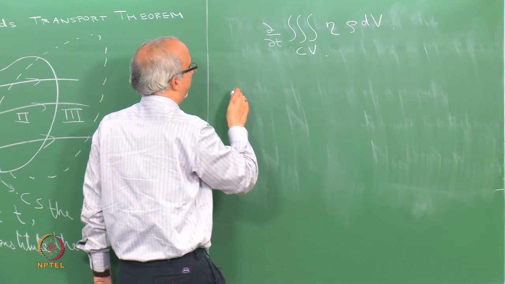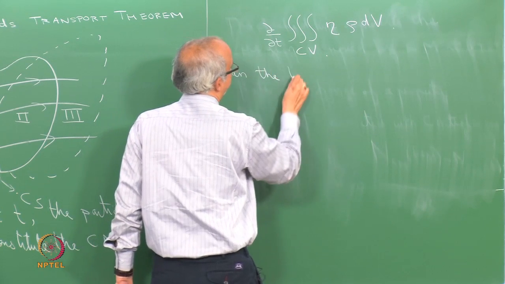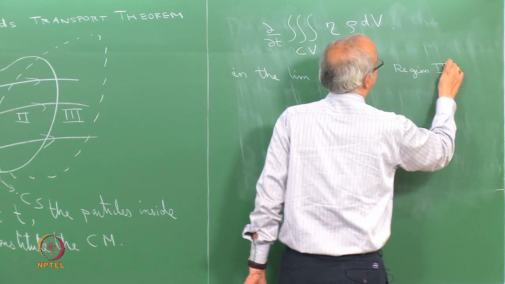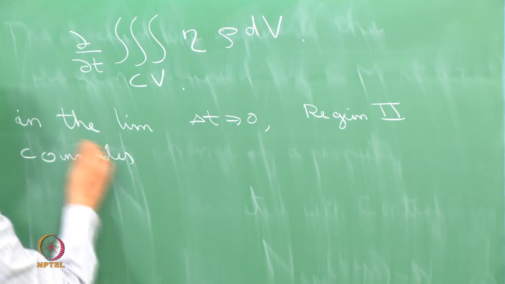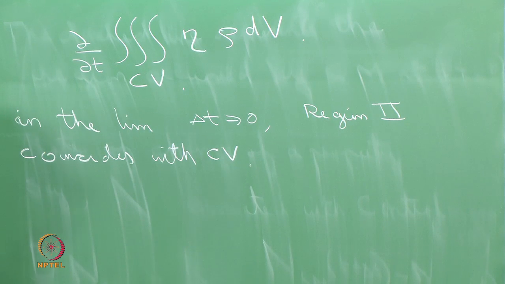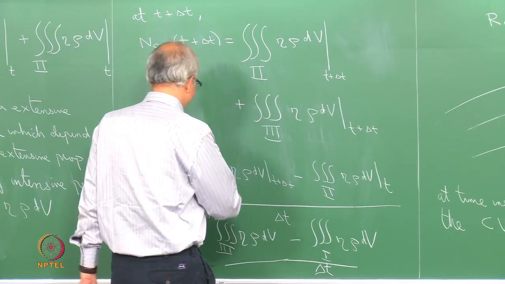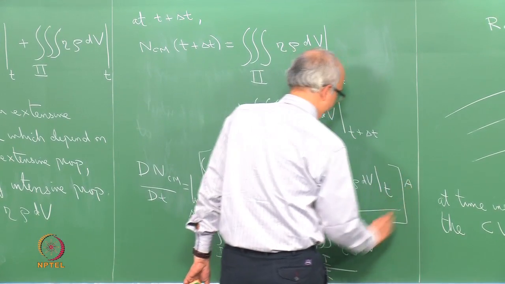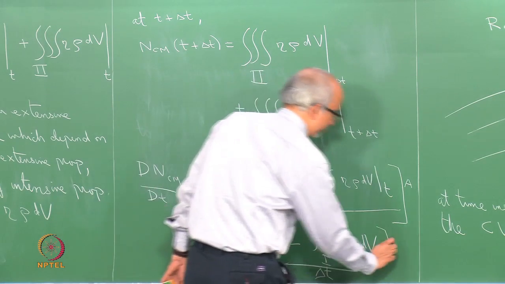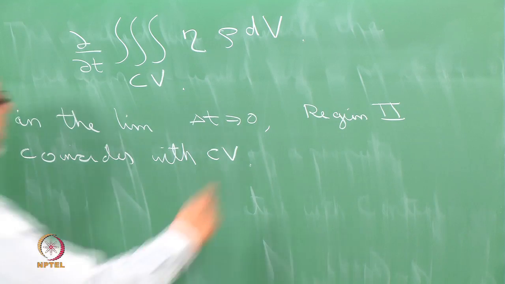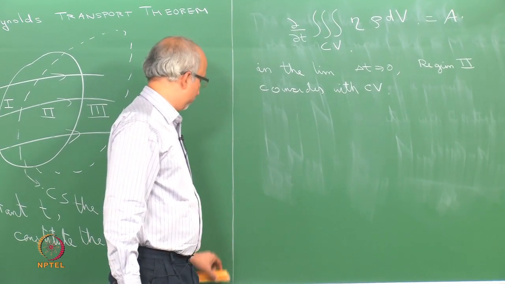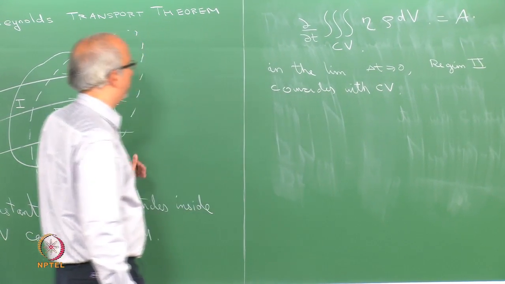So let me write down what I just said. In the limit of delta t tending to 0, region 2 coincides with my control volume, okay. And so this region 2 which I had, I have just written as control volume. Let me call the first two terms A, and the next two terms B. So I have just written A here, okay. Now we need to worry about the other two terms.